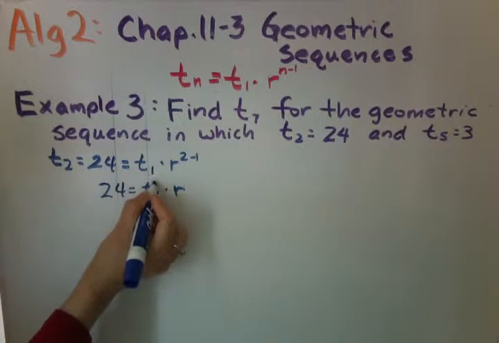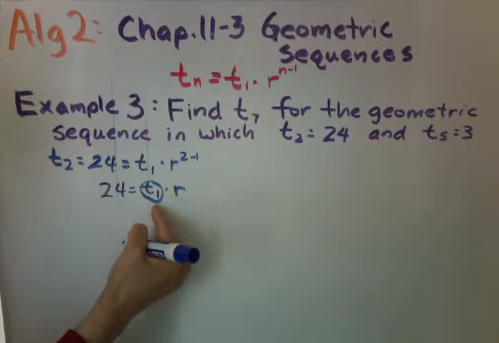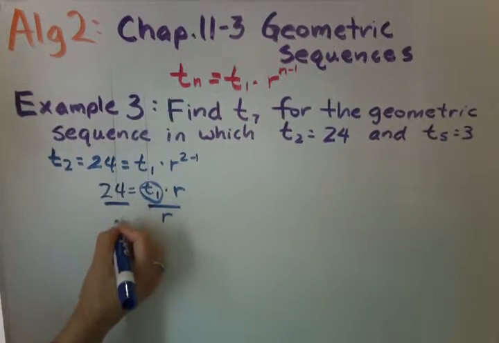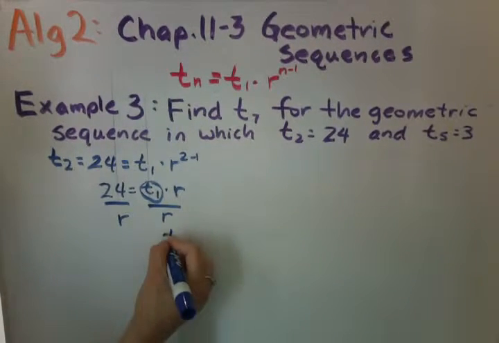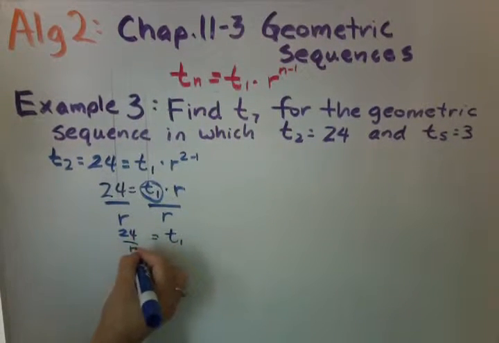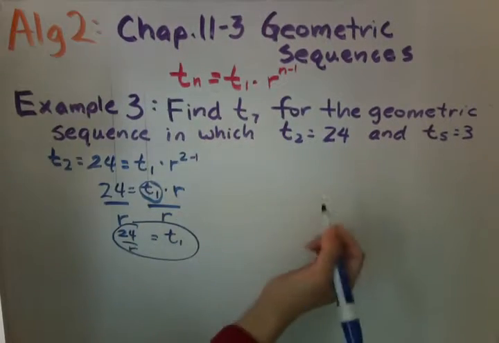Now we're going to isolate t1. The reason why is we're going to be using the value of the 1st term to substitute. We're going to divide both sides by r, and we get t1 is equal to 24 over r. We're going to use this now to substitute it into the next equation.